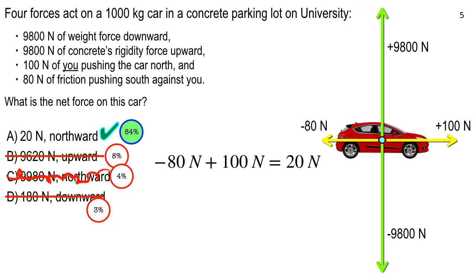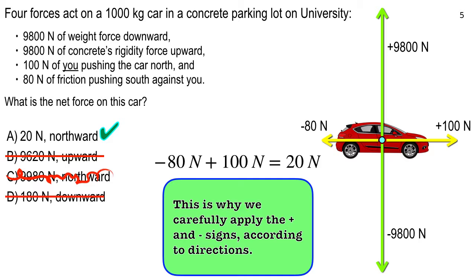And I'd just like to end with this comment. The reason that all this works out nicely is why we carefully apply the plus and minus signs according to the directions. If it's leftward, give it a negative sign. If it's rightward or north, give it a plus sign, etc. And we did the same thing with the vertical forces. If you do that carefully, you can figure out a net force. In this case, 20 newtons to the north.